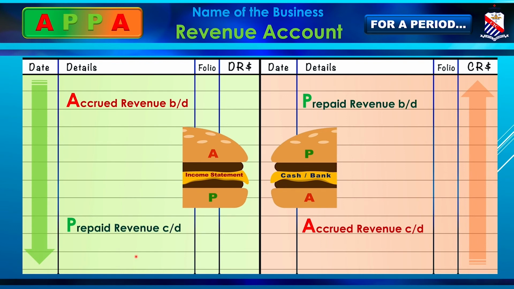So the same explanation applies in terms of why we increase and decrease, as in, for example, prepaid revenue is unearned, so it does not belong in this period, therefore you have to take it away. And accrued revenue does belong in this period, so it will be on this side.